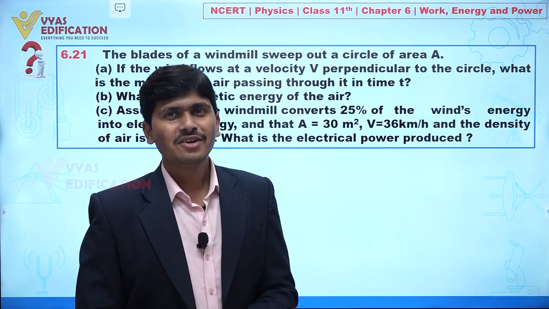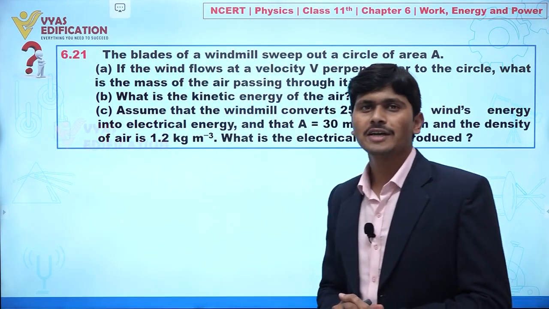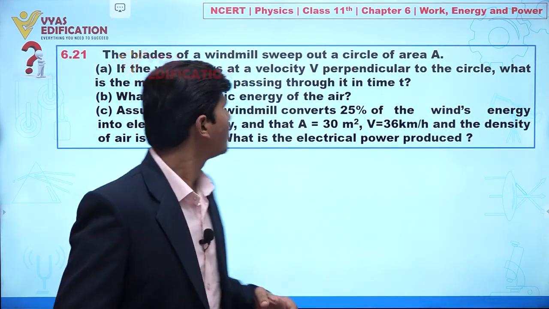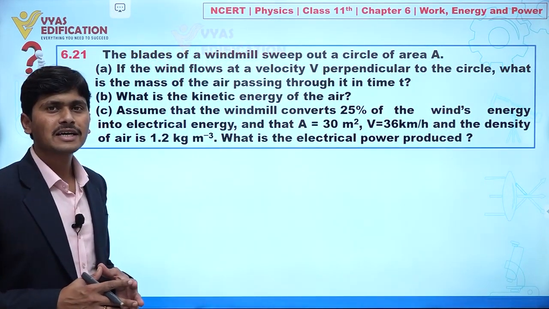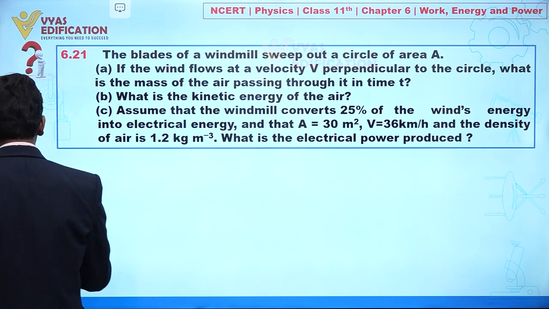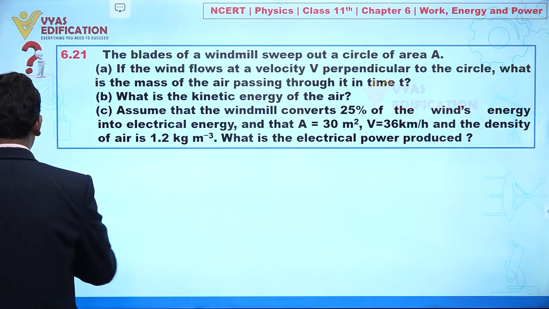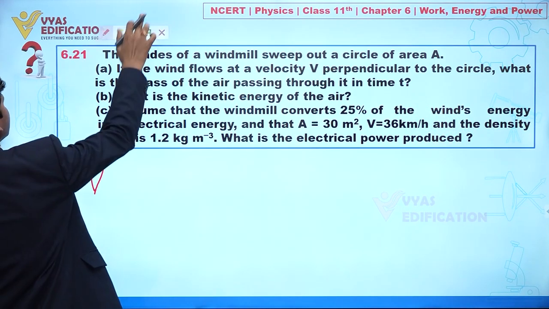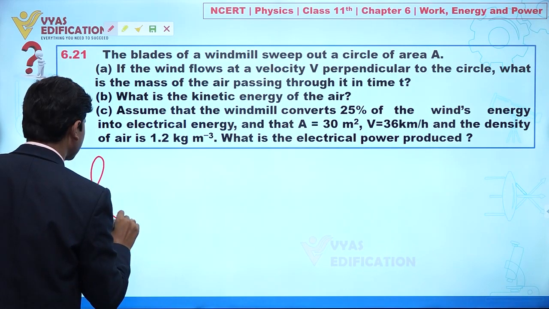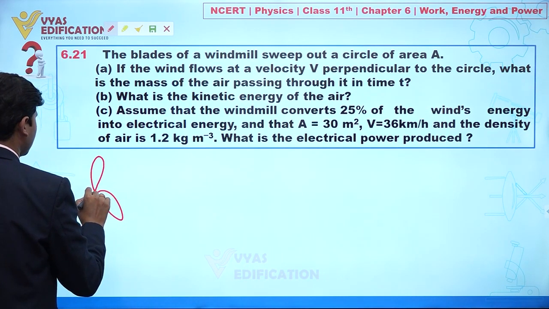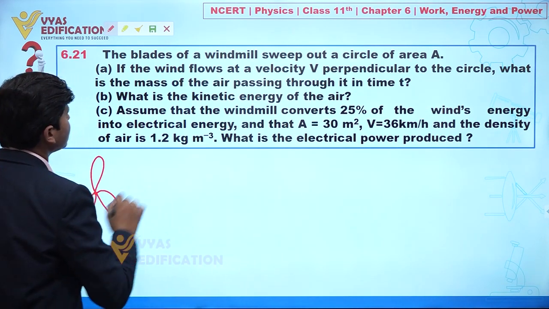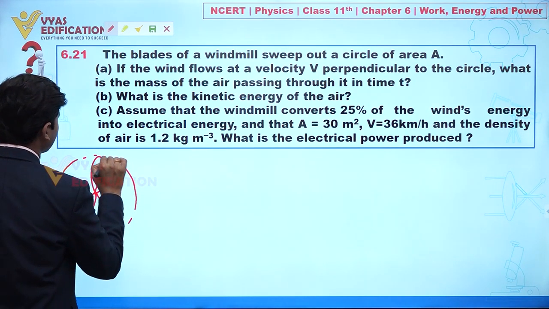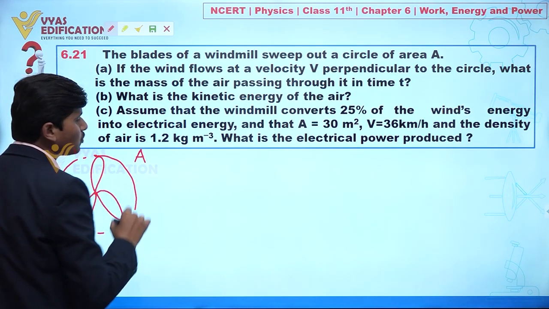Now we are going to solve question number 6.21. In this question, it is given that the blades of a windmill sweep out a circle of area capital A. Let's suppose here we have a wind blade like this. Now it is given in the question that it is sweeping out an area, that is capital A. So the area given to you is A.